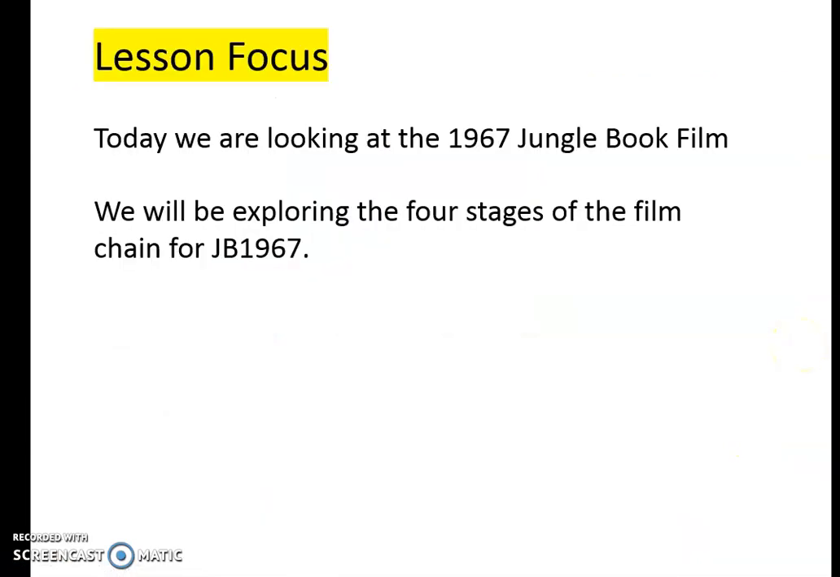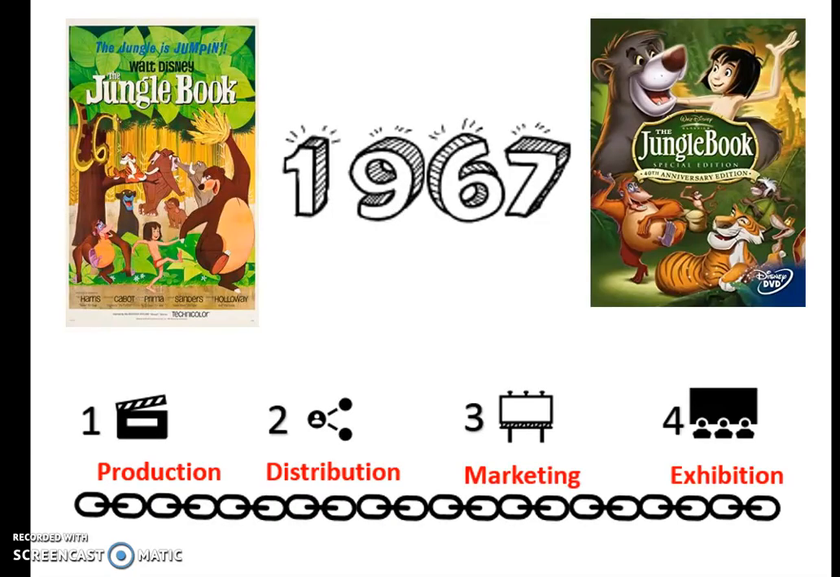We're interested here in the 4 stages of the film chain, so those things that are involved in the making of a film and then making it available to an audience. So we'll be looking at the 4 parts of production, distribution, marketing and exhibition.